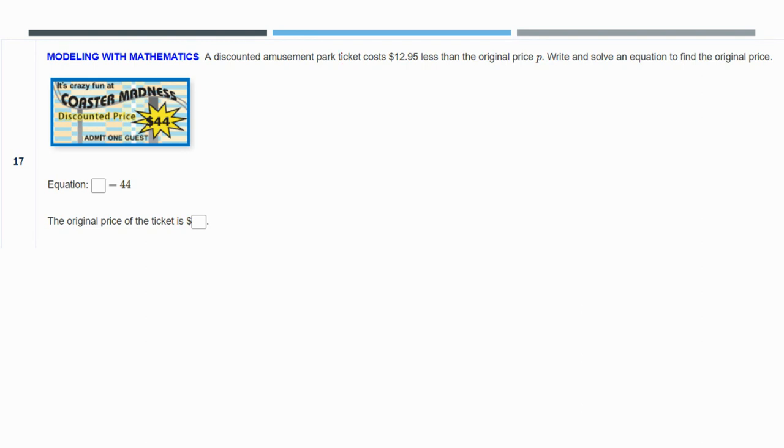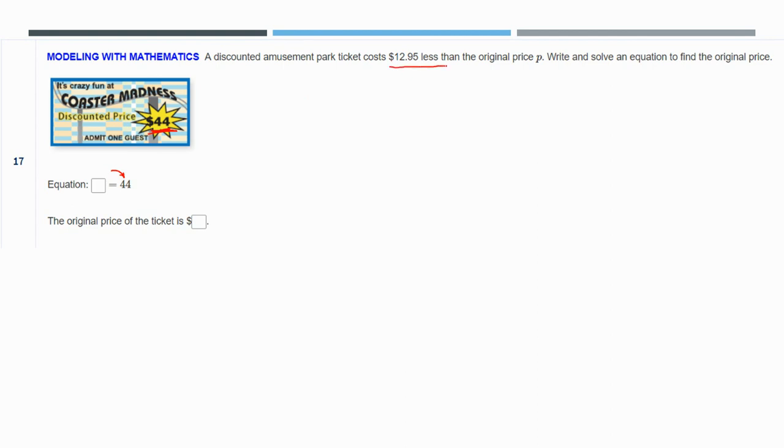All right, problem 17. Here we've got a word problem. You have something just like this once or twice on the test. Discounted amusement park ticket costs $12.95 less than the original price P. Write and solve an equation to find the original price. And they give us the discounted price is 44. So we know it equals 44. We just need the equation.